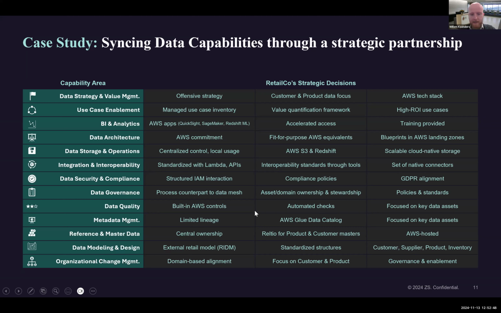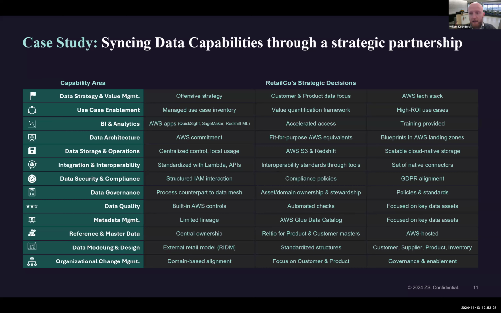Metadata management, for example, they weren't necessarily that interested in it. There wasn't a regulatory requirement to do so. But given that it was all natively in AWS, you could use the Glue data catalog anyway, because the majority of it was automated. So they did it. It was easy to do that. And one other choice was around master data, which is not really strongly provided in the AWS landscape at all. So they tagged on a Reltio capability for that, but again, hosted on AWS.